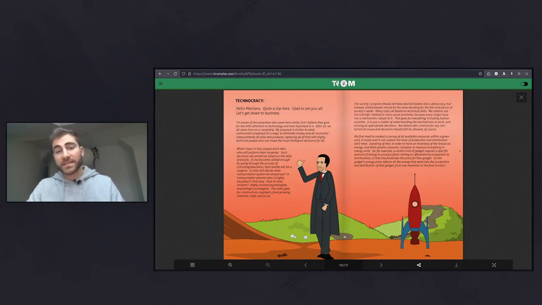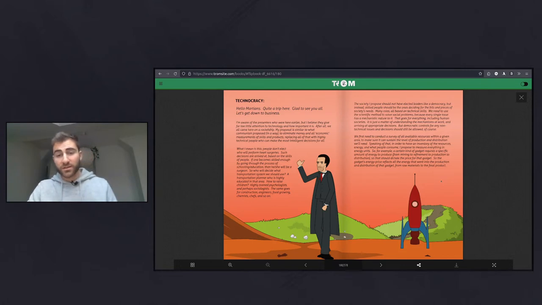We need to use the scientific method to solve social problems, because every single issue has a mechanistic nature to it. That goes for everything, including human societies. It is just a matter of understanding the mechanisms at work and arriving at appropriate decisions. But democratic controls for any non-technical issues and decisions should still be allowed, of course.